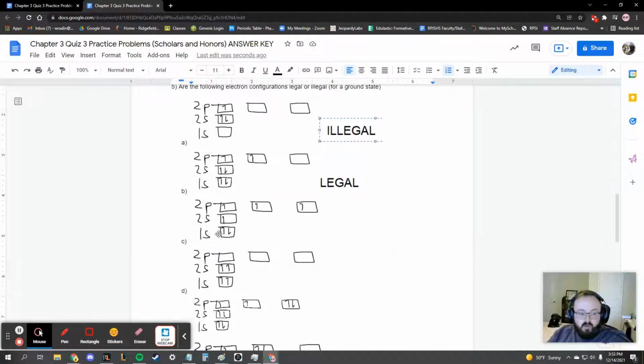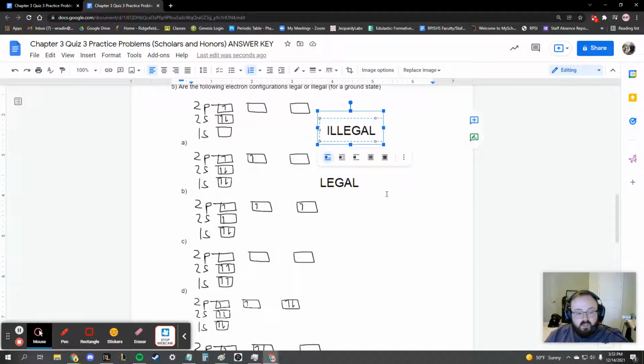C. We start good with our 1s. We put 2 electrons in. They have different spins. Our 2s, we only put 1 electron in, and then we go to the 2p. So we should fill in this 2s before we go to the 2p. So we would call this illegal.